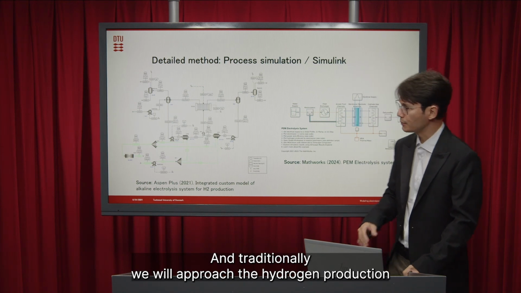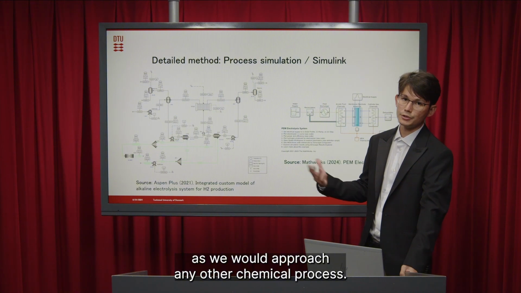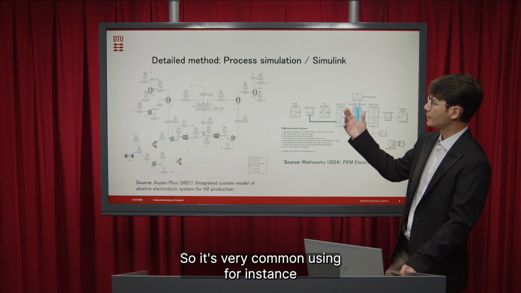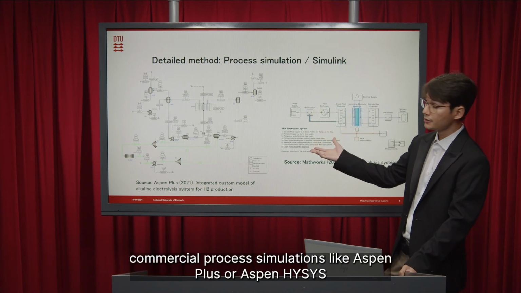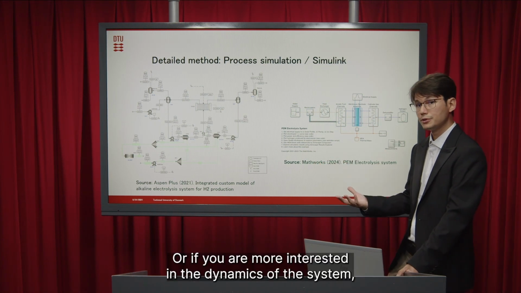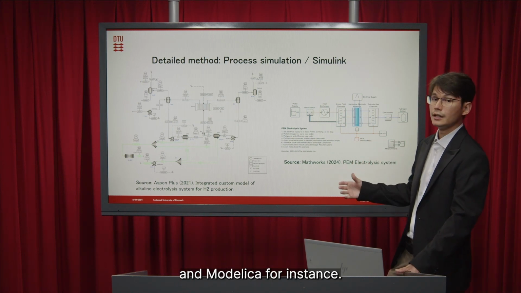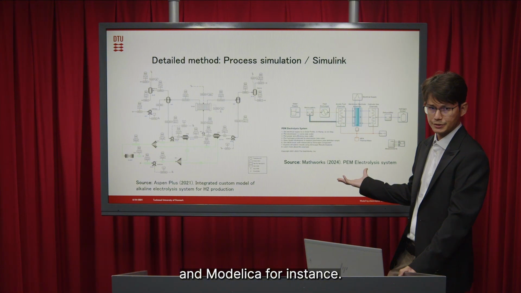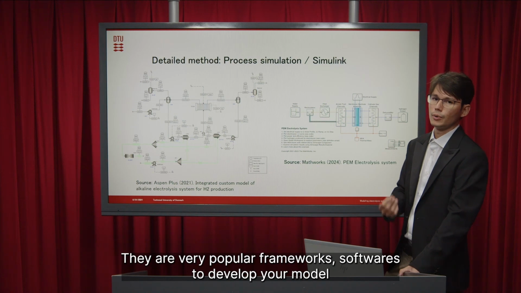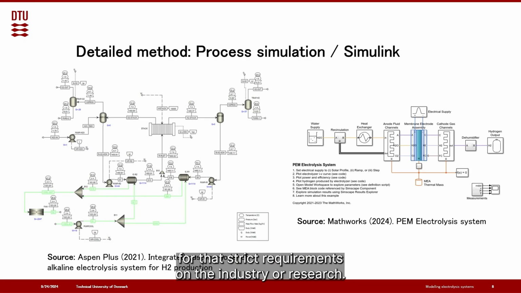And traditionally, we would approach hydrogen production as we would approach any other chemical process. It's very common to use commercial process simulators like Aspen Plus or Aspen HYSYS, or, if you are more interested in the dynamics of the system, maybe MATLAB, Simulink, and Modelica. They are very popular frameworks and software to develop your model for the strict requirements of industry or research.